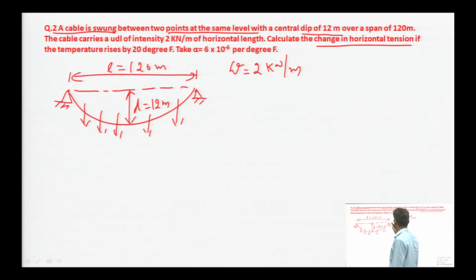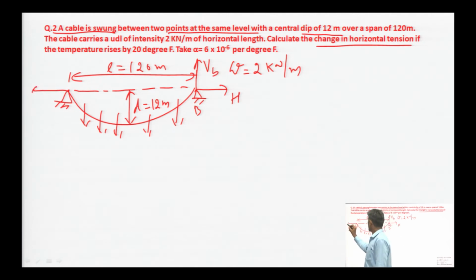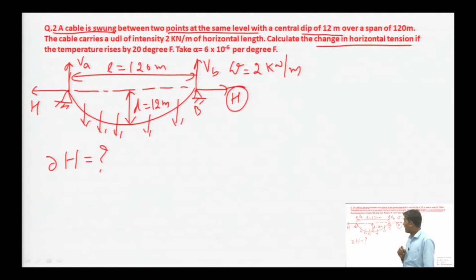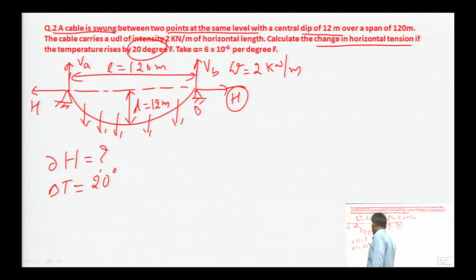Means we need, if this point is B, then V_B, horizontal thrust H, V_A. We need to find the change in the horizontal tension. Horizontal tension means we need to find the value of delta H, when the temperature rises by 20 degrees centigrade.